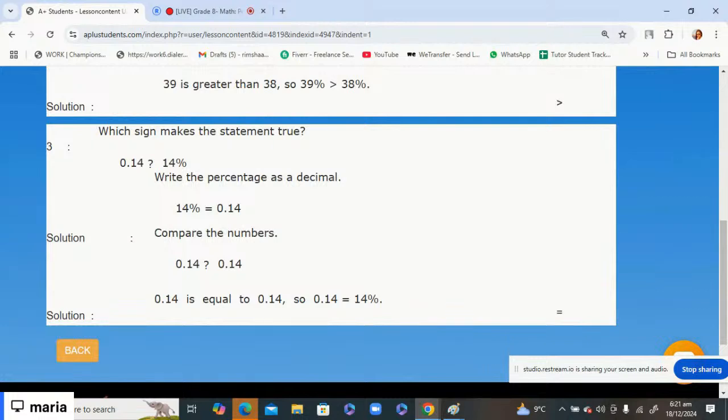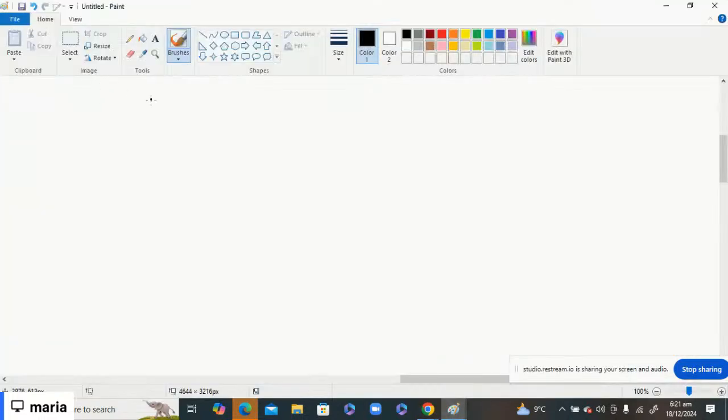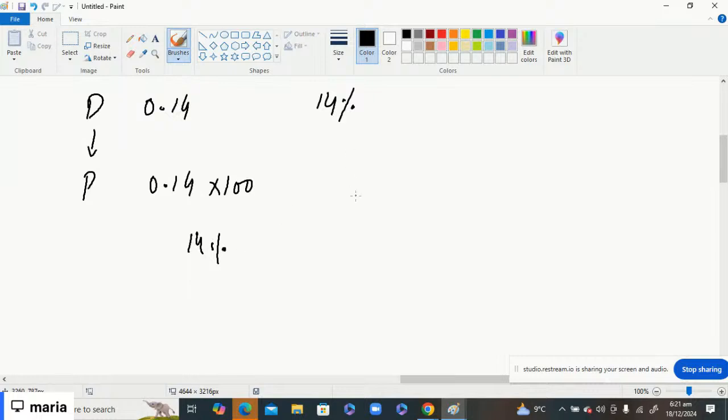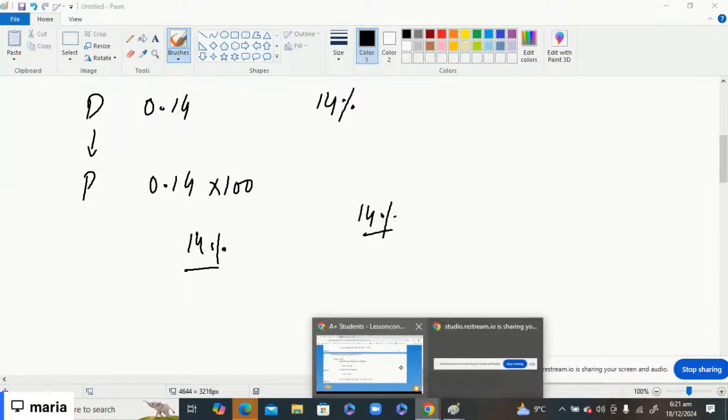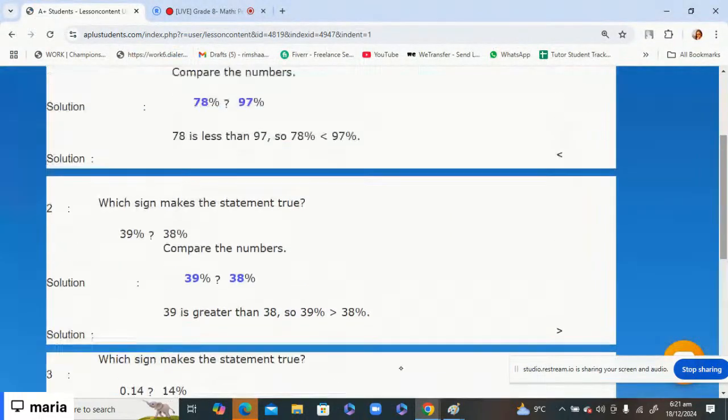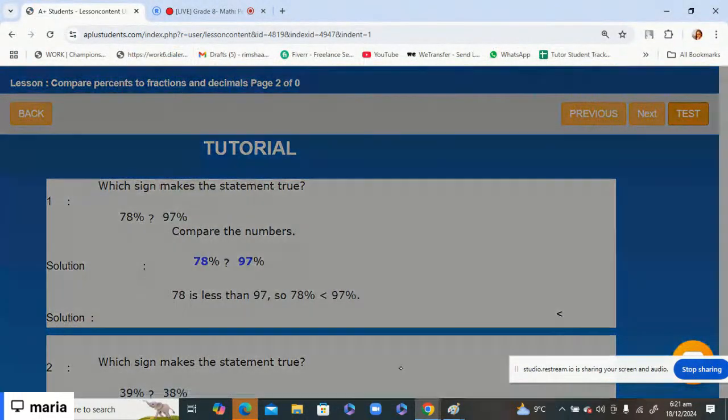Which sign makes the statement true, 0.14 or 14%? So here is the question, 0.14 and here is 14%. We are going to convert this decimal into the percentage. How to convert? 0.14 times 100. So this becomes 14% and here is already 14%. So these both are same. Okay. Now let's do the test questions.